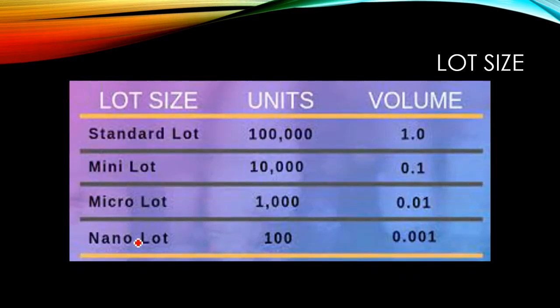This is the nano, you can consider it as 4 liters, 5 liters, like that. I'm comparing it to water to give you a clear picture. A standard lot is 1 lakh, 1 lakh units. A mini lot means 10,000, a micro lot means 1,000, and a nano lot is 100. Normally in all trading brokerages, a 1,000 micro lot should be the minimum. Most brokerages do it like that.